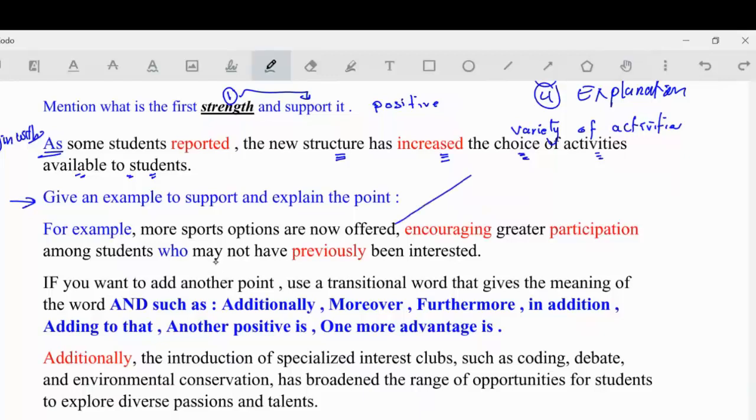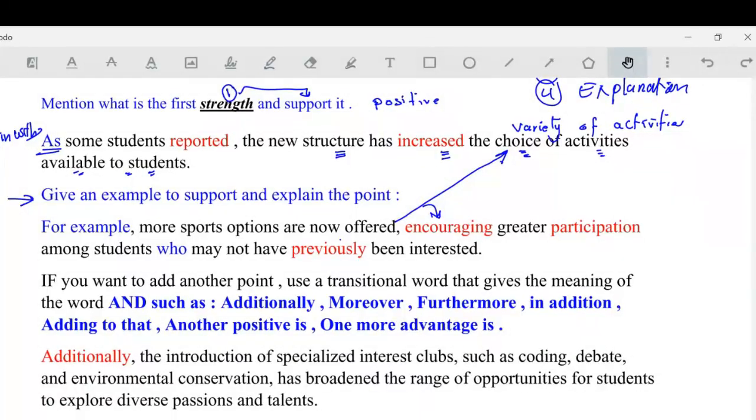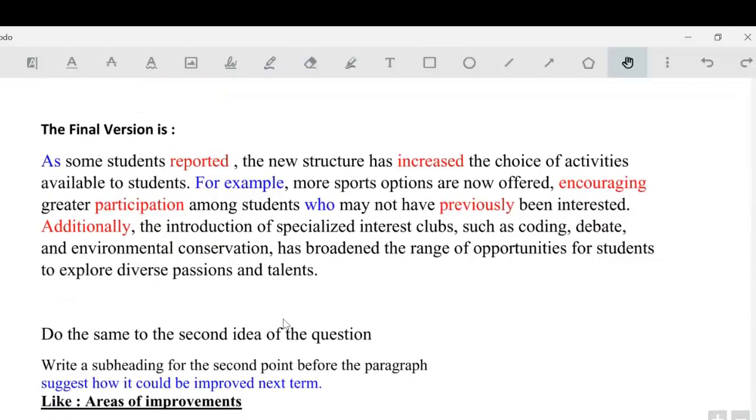So now he is explaining what, Selma? He is explaining the increasing of choices of activities available to students. Teach me, what do you mean by increase the choice of activities? He gave an example by saying more sports options are now offered, encouraging greater participation among students who may not have previously been interested. Okay, this is the first idea. So if you read the first idea in total, you will find it until here.